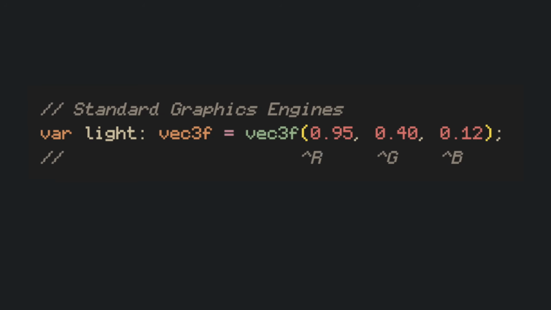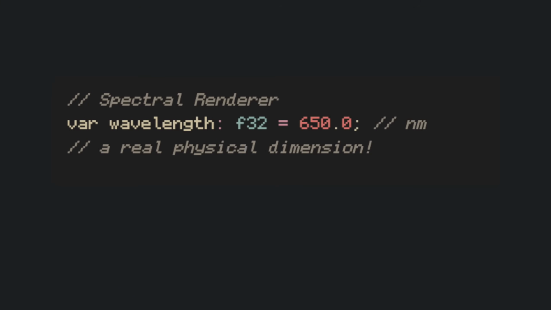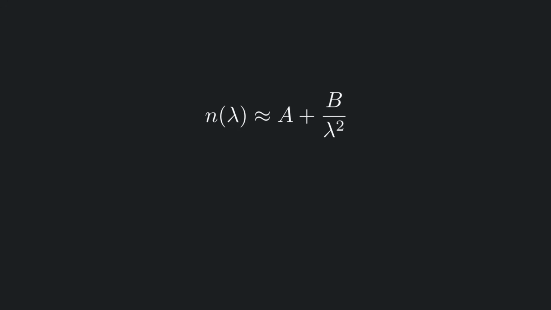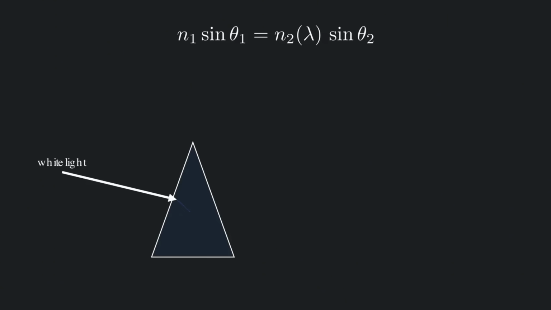Most graphics engines like Unreal or Unity store light as a 3-dimensional vector. This is designed for monitors, not for physics. A spectral renderer discards RGB entirely, storing light as a wavelength in nanometers. So you can see that the index of refraction is no longer fixed, it changes with the wavelength. So the combination of Snell's law with a unique index of refraction for each ray means that every wavelength bends by a different angle.